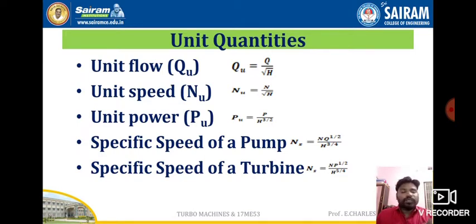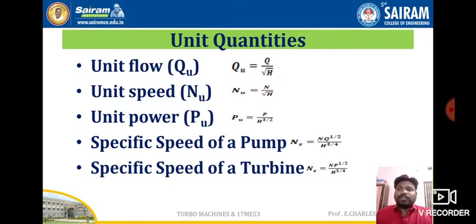Moving on to unit speed. Unit speed is the speed at which the machine runs under unit head. Again, for unit flow it is how much flow will happen for unit head; for unit speed it is how much speed the machine runs at for unit head. So Nu is equal to N divided by root H, where N is the speed.